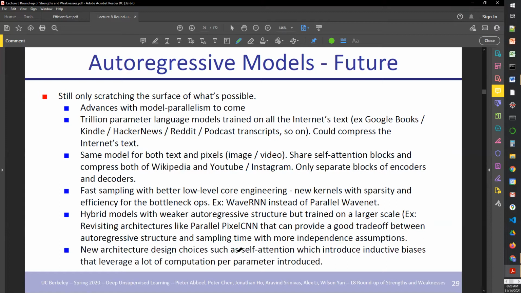self-attention, and self-attention in turn introduces some inductive biases, and it's an interesting way of looking at attention, which is, it leverages a lot of computation for each of the parameters that are introduced in self-attention based models. So again, these are all things that one could pursue further, or there is more work going on in these spaces when it comes to autoregressive models.